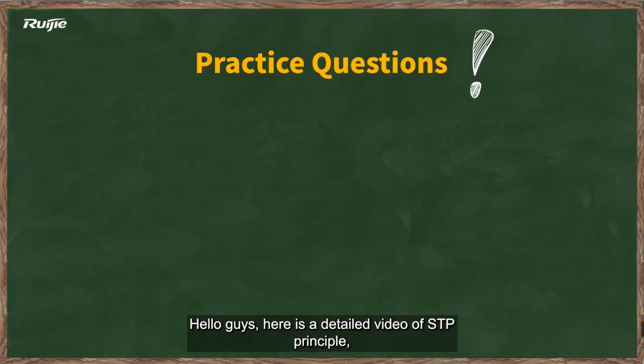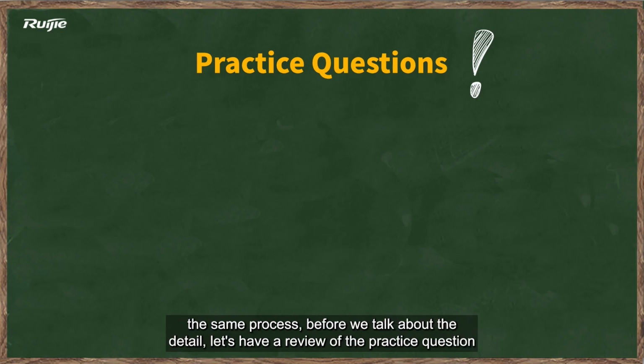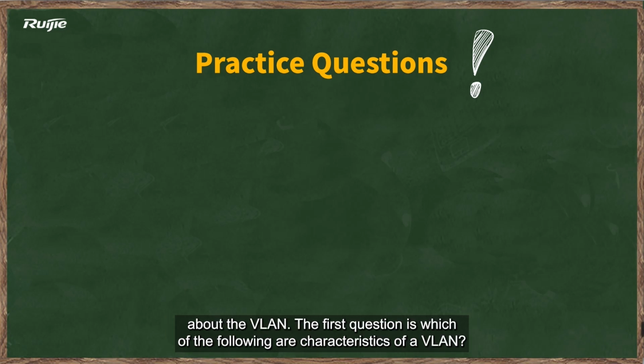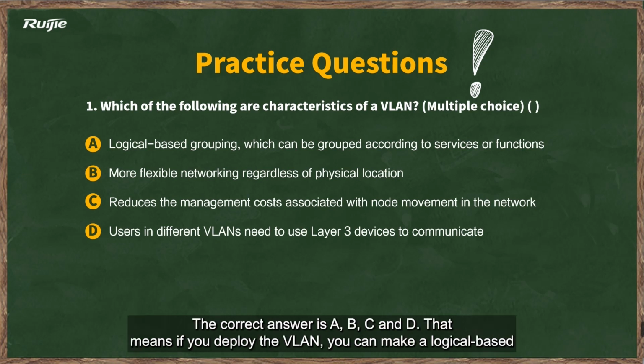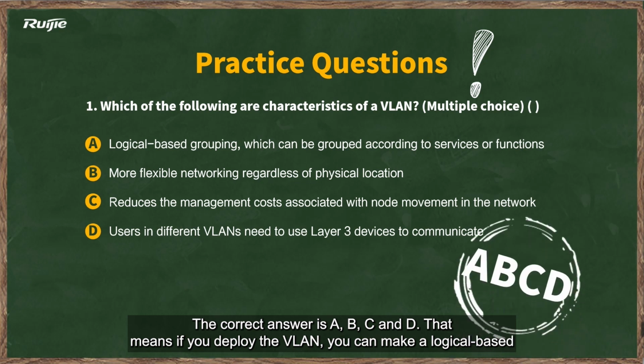Hello guys, here is a detailed video of STP principle. The same process. Before we talk about the detail, let's have a review of the practice question about the VLAN. The first question is, which of the following are characteristics of a VLAN? The correct answer is A, B, C, and D.